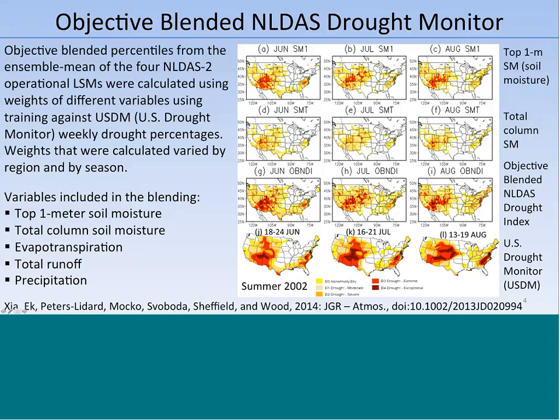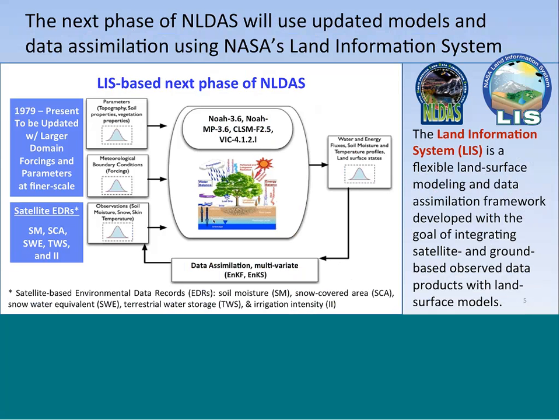So just an example of the kind of work we've been doing. And this is, of course, the entire ensemble. One of the questions that we had was, how much does each model add to that ensemble, and how could you look at the contributions of each model to different variables that are relevant to drought? We are currently working on the next phase of NLDAS, and we're trying to use some updated models as well as data assimilation.